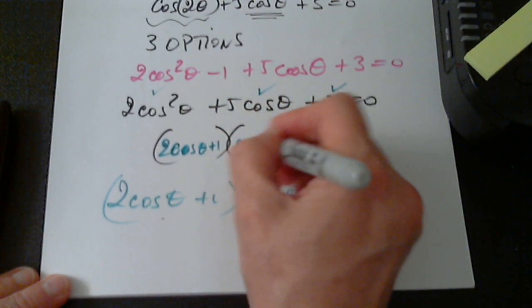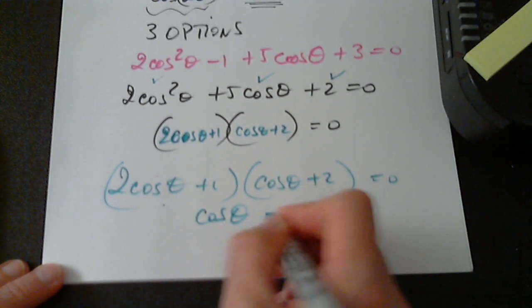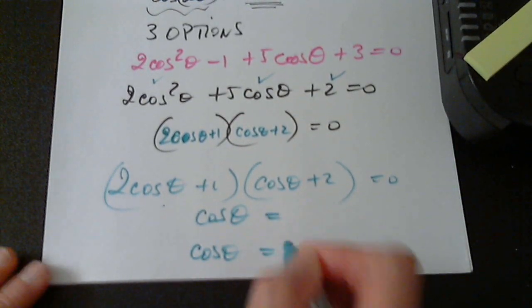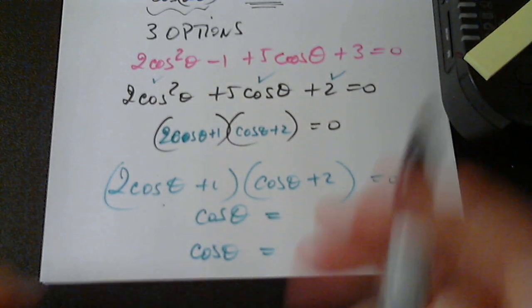So, cosine theta plus 2. Perfect. So then we have 2 options for cosine theta, and you should say, not so fast. So what are the options for cosine theta? -1/2 and -2. Yes.